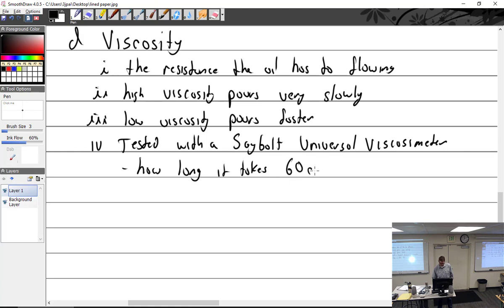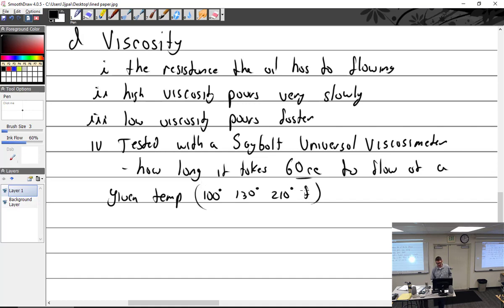How long it takes 60 cc's, cubic centimeters, to flow at a given temp. And they're going to use a chart, and they're going to do it at 100 degrees, 130 degrees, and 210 degrees F. So why they do 60 cc's on a Fahrenheit, who knows, through an orifice. And then these readings are given a number.